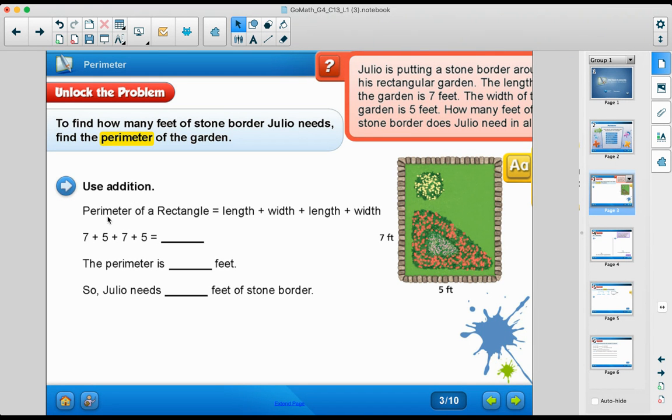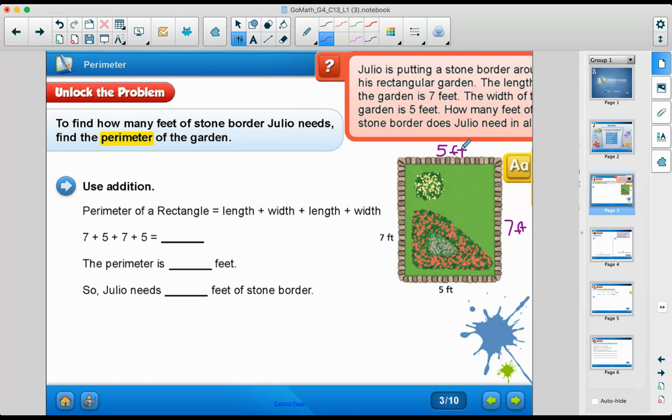Use addition. Perimeter of a rectangle is equal to length plus width plus length plus width. Therefore, to find the perimeter of this rectangle, we need to add 7 plus 5 plus 7 plus 5, because a rectangle has equal sides. The length here is 7 feet, and the length here is 7 feet. The width is 5 feet, and the width on the top is 5 feet.